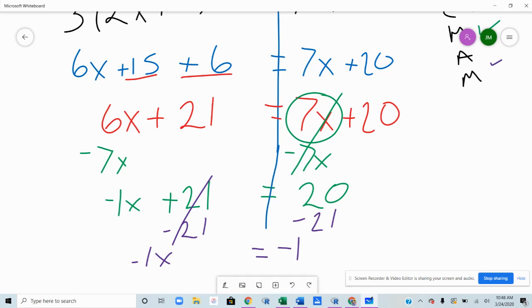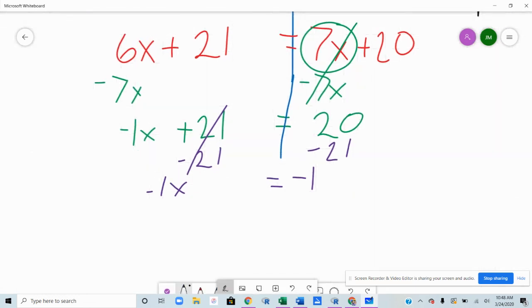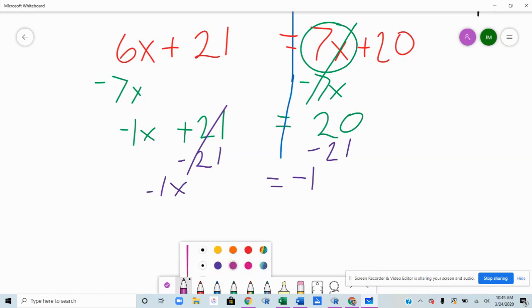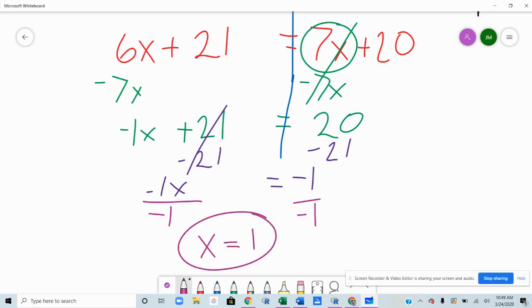Last step, the last M stands for multiply or divide. You divide by our negative 1 in front of our x, which means over here when you divide by negative 1, negative 1 divided by negative 1 is 1, and there's your answer.